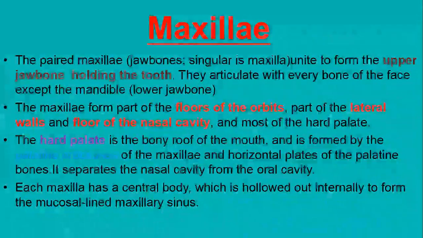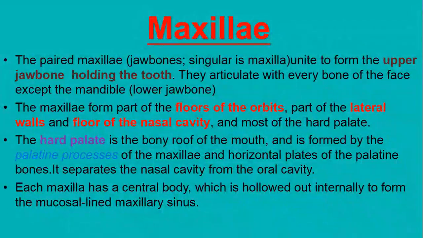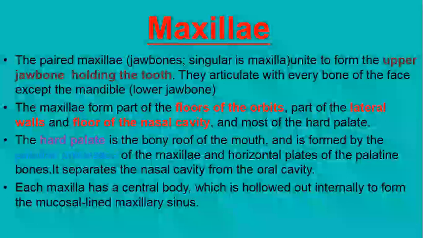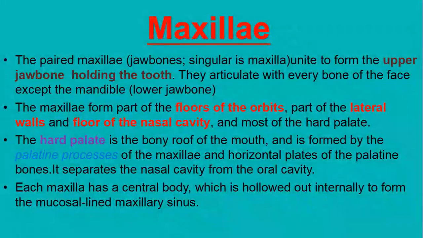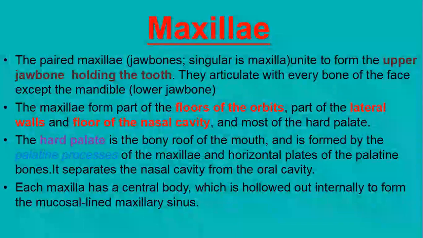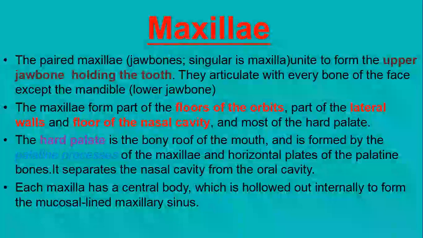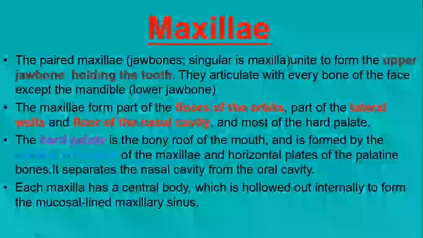The maxillae form part of the floors of the orbits, part of the lateral walls and floor of the nasal cavity, and also part of the hard palate. The hard palate is the bony roof of the mouth and is formed by the palatine processes of the maxilla and horizontal plates of the palatine bones. It separates the nasal cavity from the oral cavity. Each maxilla has a central body which is hollowed out internally to form the mucosal-lined maxillary sinus.